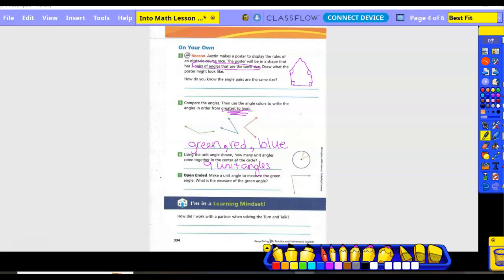If you picked a bigger angle, it's only going to take maybe a couple of them to fit in there, all right? But what for sure type of angle is this? An acute angle.